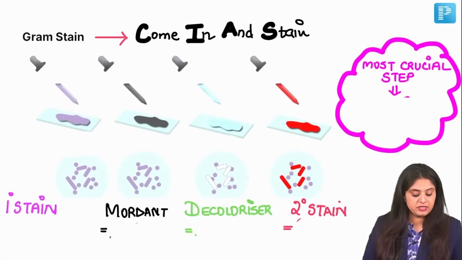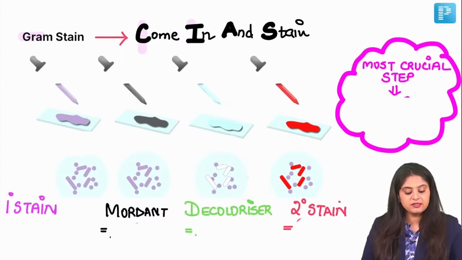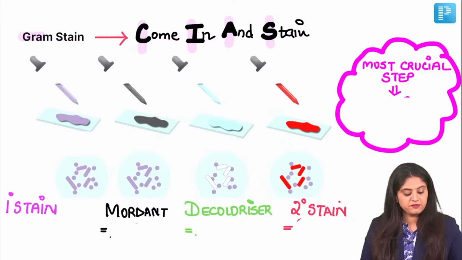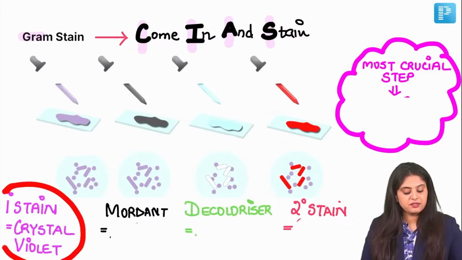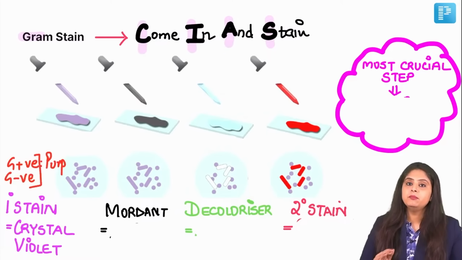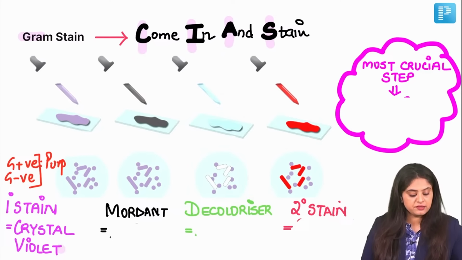So listen carefully. You are doing the gram stain. I think this mnemonic is so universal in every place. This is how you read it. Come in and stain. What is the first thing that you add? You add crystal violet. When you add crystal violet, the gram positive also becomes violet. The gram negative also becomes violet. Now both are violet. Both are crystal violet.